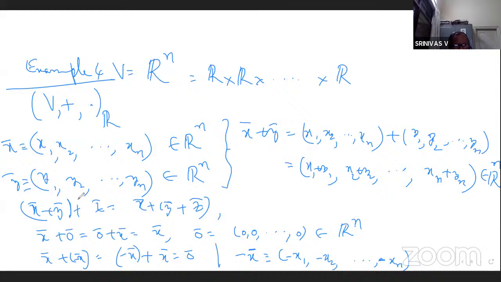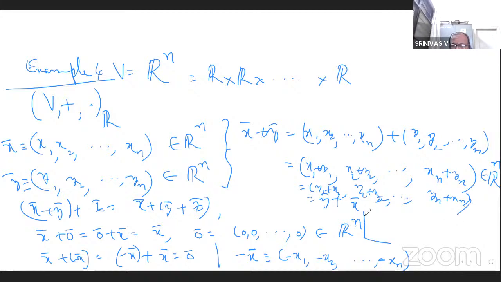So the properties of plus up to this make this addition a group, and you can as well show that x bar plus y bar is equal to y bar plus x bar. Right, because x1 plus y1 can be written as y1 plus x1, x2 plus y2 can be written as y2 plus x2, and so on, and xn plus yn can be written as yn plus xn. So that's how this can be split.